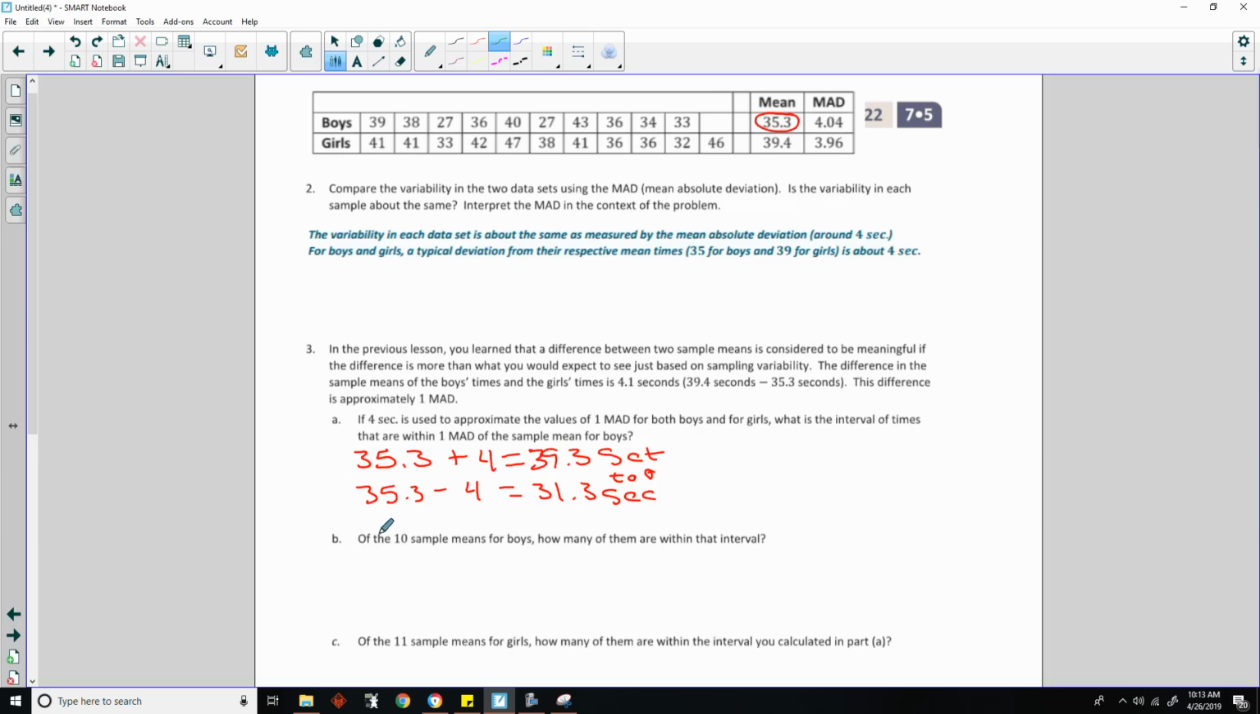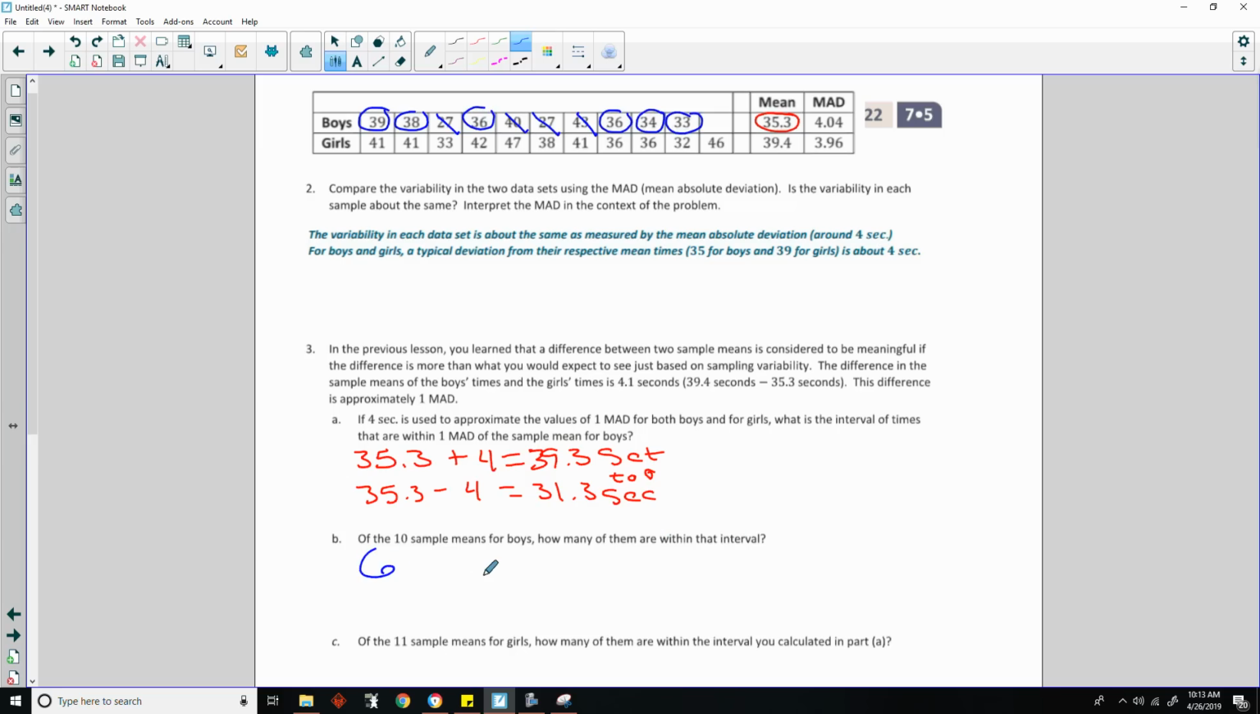Okay, part B says, of the 10 sample means for the boys, how many of them are within that interval? How many are between 31 and 39? Okay, 39 is, 38 is, 27 is not, 36 is, 40 is not, 27 is too small, 43 is too large, 36 is in there, 34 is in there, and 33 is in there. So 3, 4, 5, 6 of them are in there.